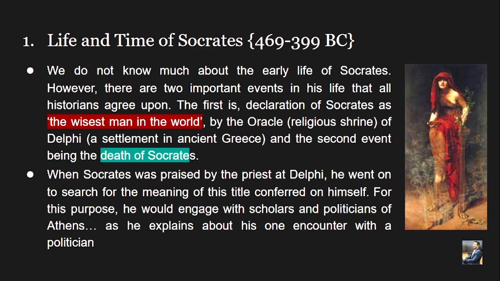And the second event which we know about Socrates is the death of Socrates, how humiliatingly he was killed by the authority during that time, by coercing Socrates to take hemlock, which is a poison drink. After consuming the drink of hemlock, Socrates died. So those are the two important events that we know about Socrates.